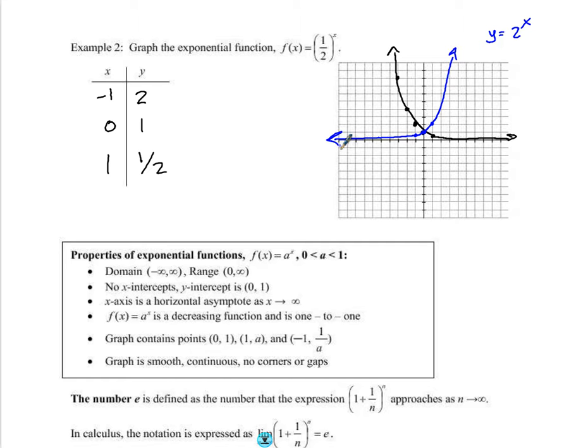Well, I can't have it negative, but if I had a negative out in front of it, like y equals negative 2 to the x power, what happens then? It flips down below the x-axis, right? So that's the big difference we have to worry about there.